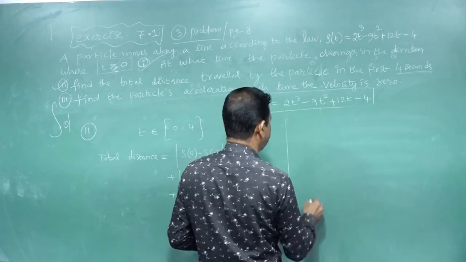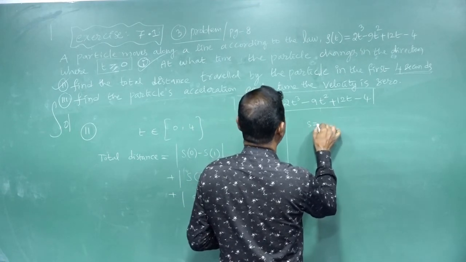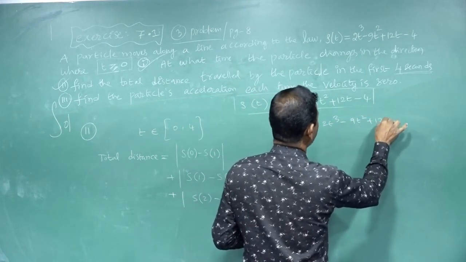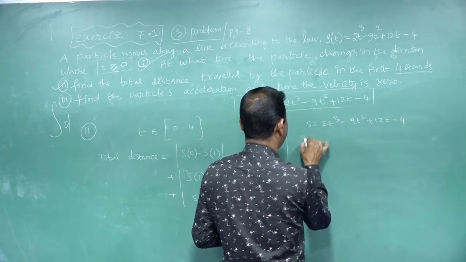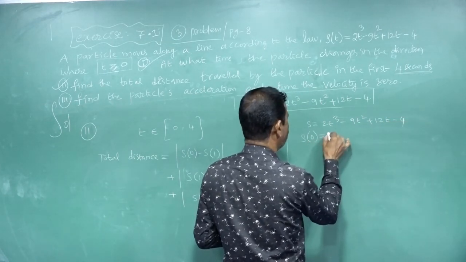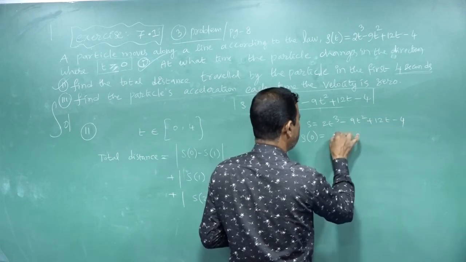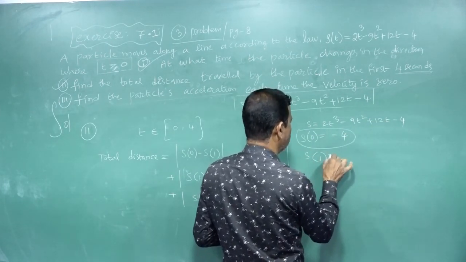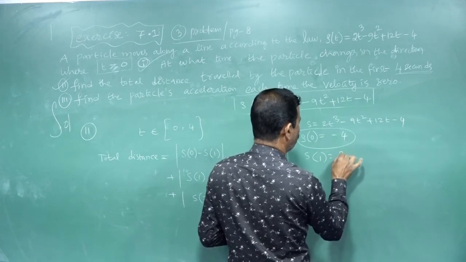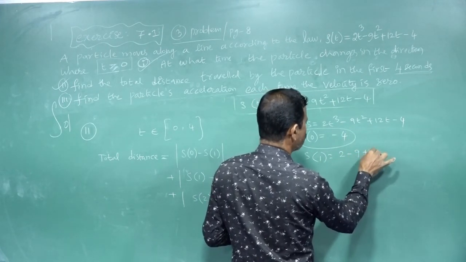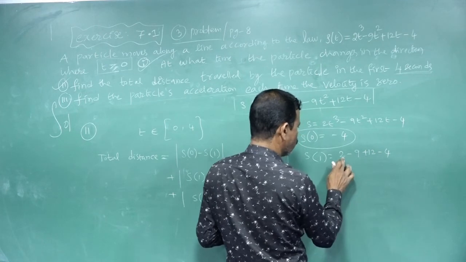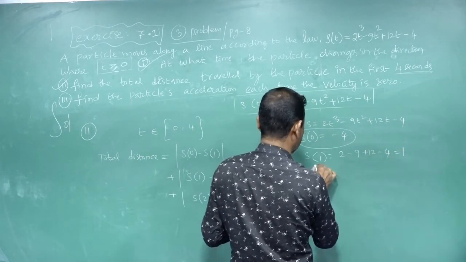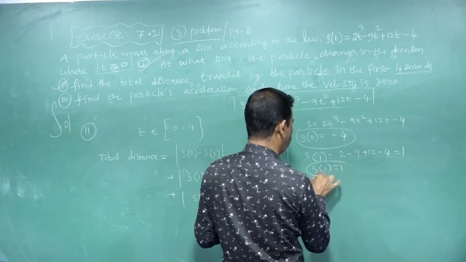Here, S is 2t cube minus 9t square plus 12t minus 4. S of 0 is equal to 0, 0, 0 minus 4 only. S0 is minus 4. Next S1: 2 minus 9 plus 12 minus 4. So this is 14 minus 13, the value is 1. So S of 1 is equal to 1.